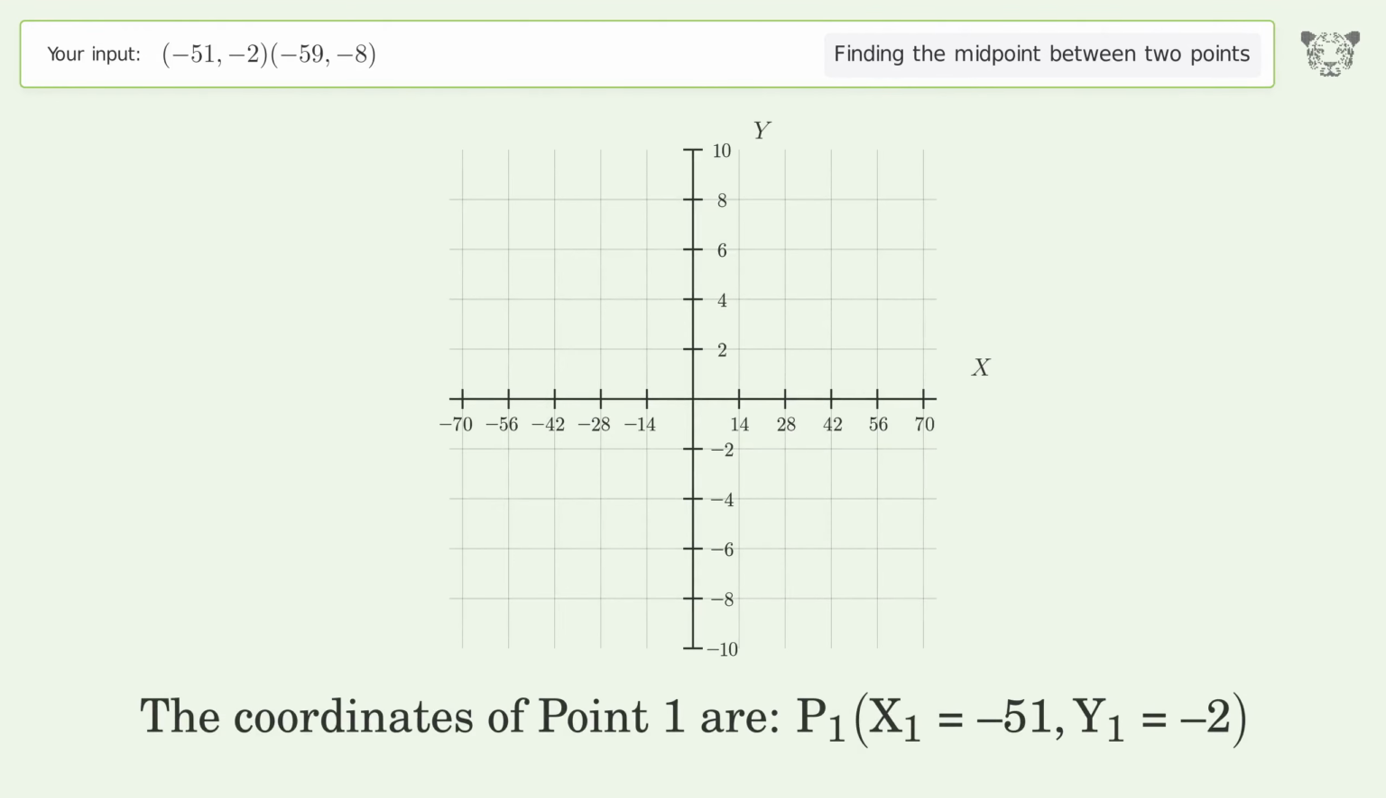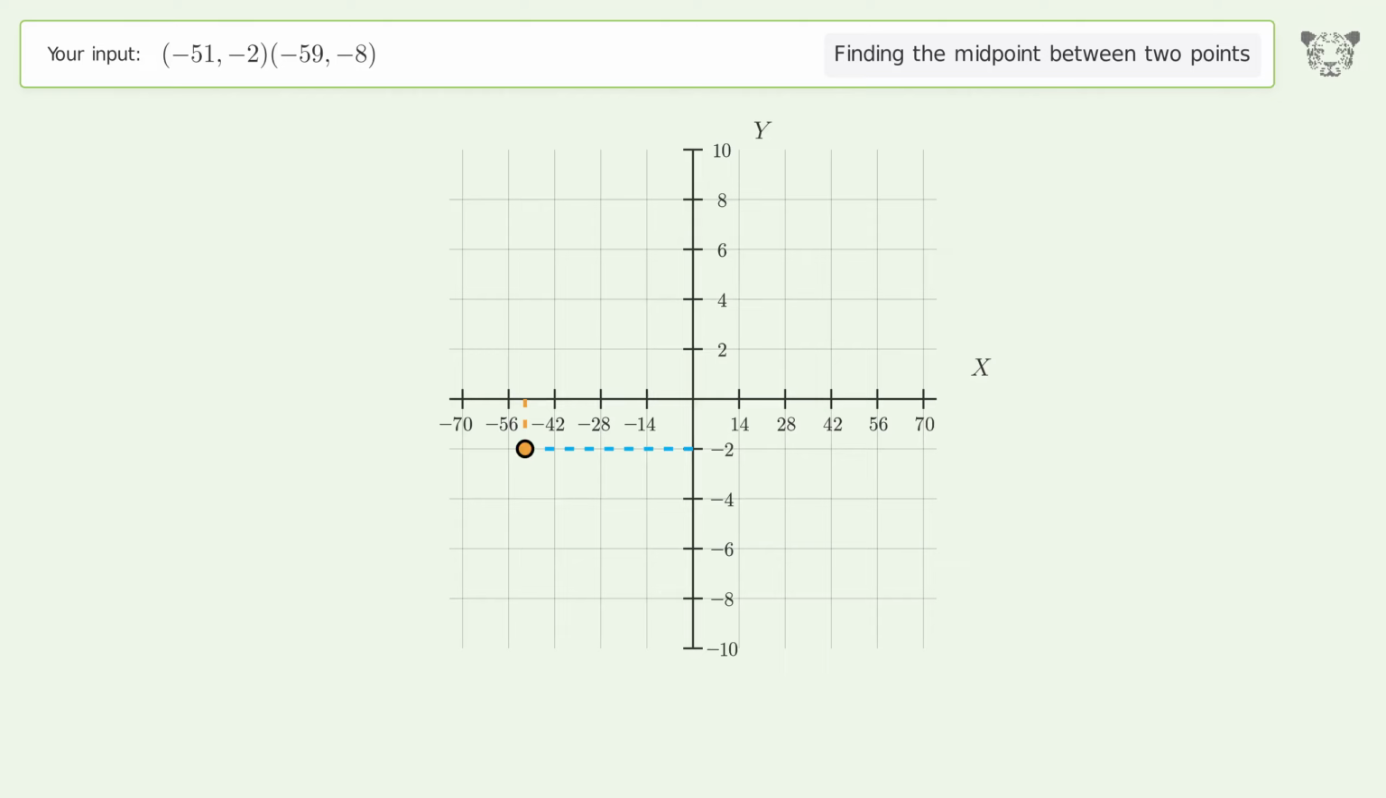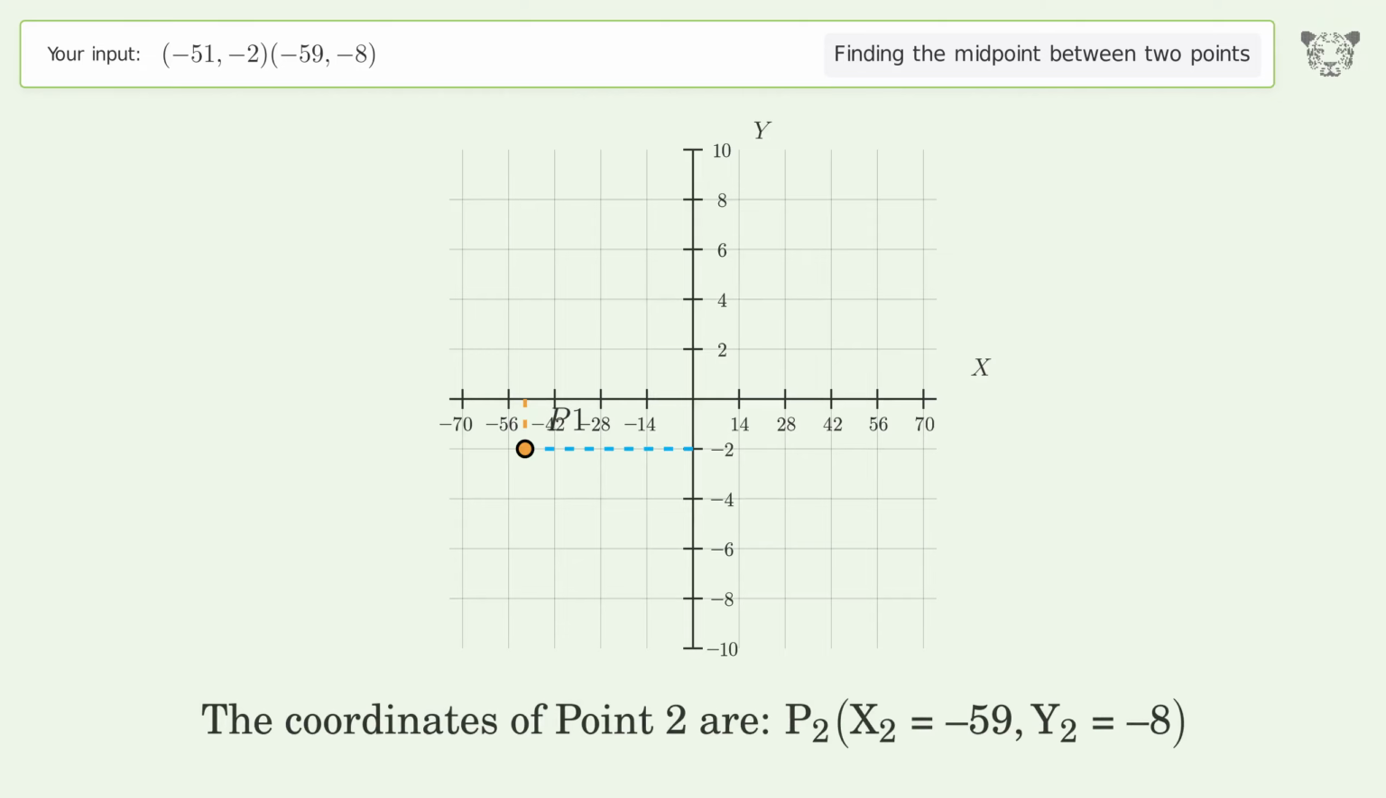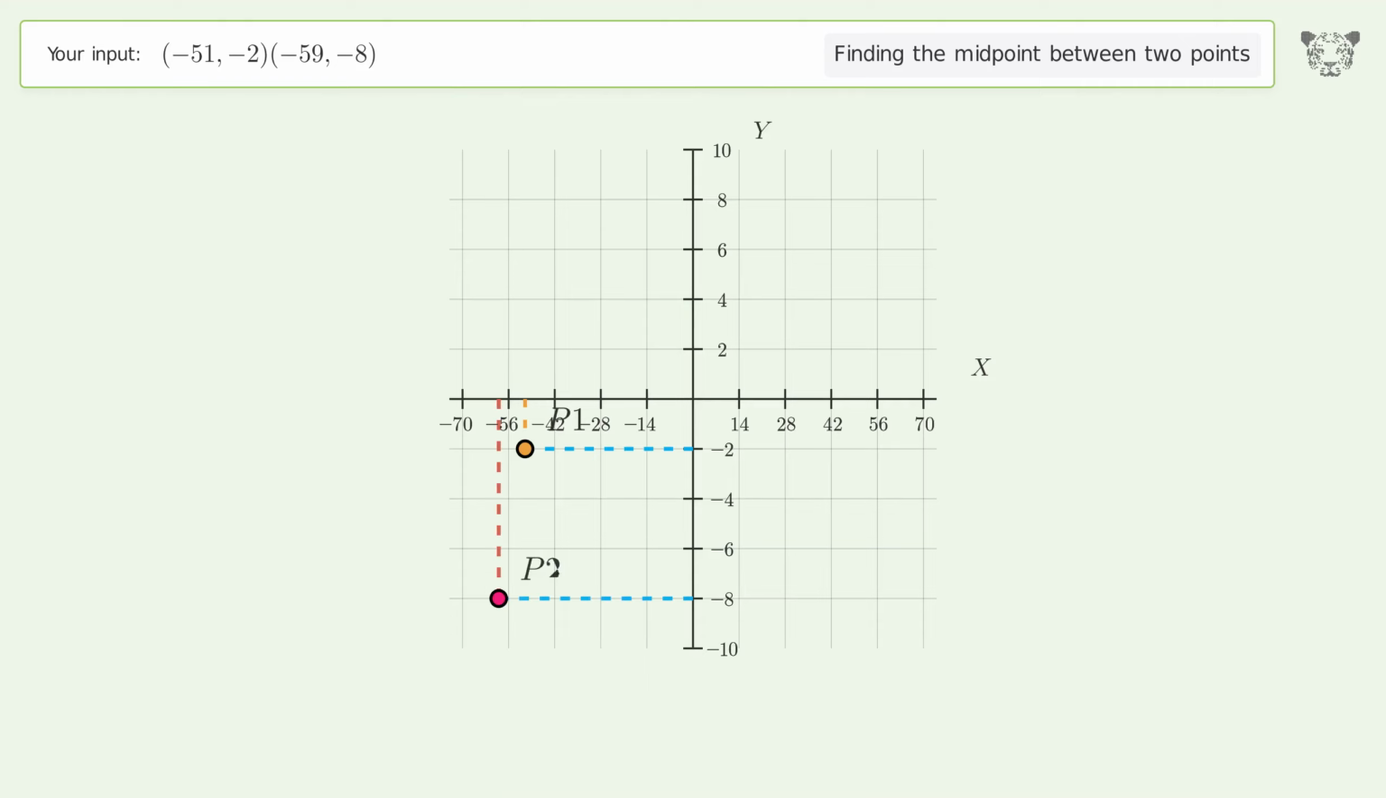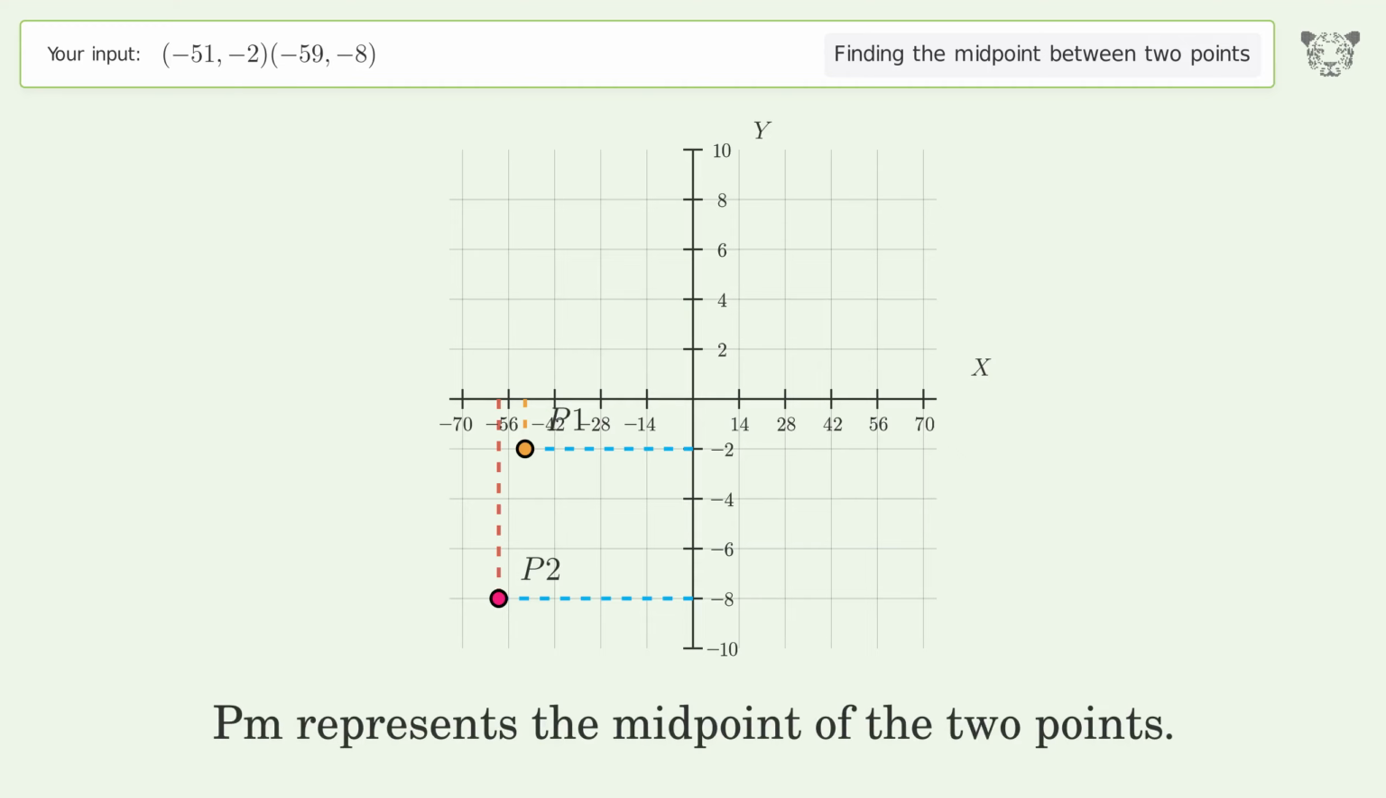The coordinates of point 1 are x1 equals -51, y1 equals -2. The coordinates of point 2 are x2 equals -59, y2 equals -8. PM represents the midpoint of the 2 points.